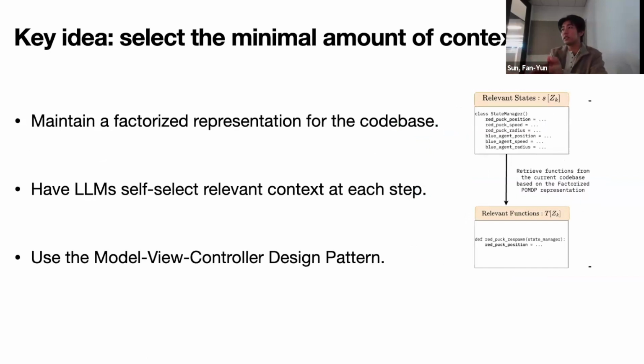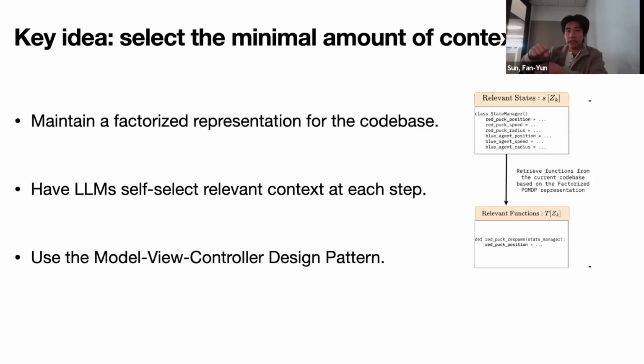Probably not going to go through the detail, but I want to point out the key ideas and the philosophies behind this, which is the first step: we first maintain a factorized representation of a code base. In this particular case, these code bases represent POMDPs, or can be represented as POMDPs. So this factorized representation essentially says that for this code base, we have a list of relevant state variables and a list of relevant functions. And every function, you can think of it as a hypergraph that pertains to a set of state variables.